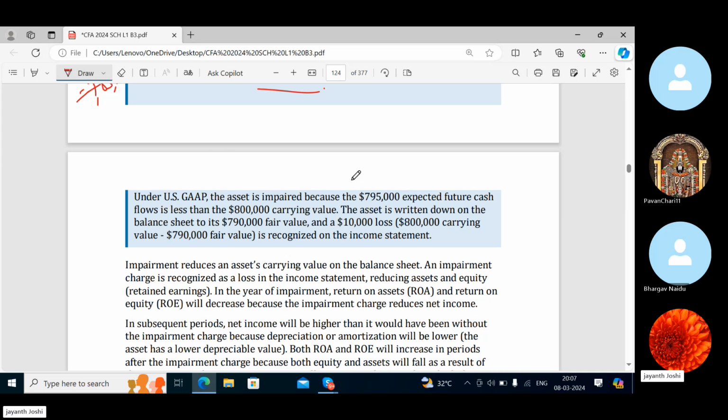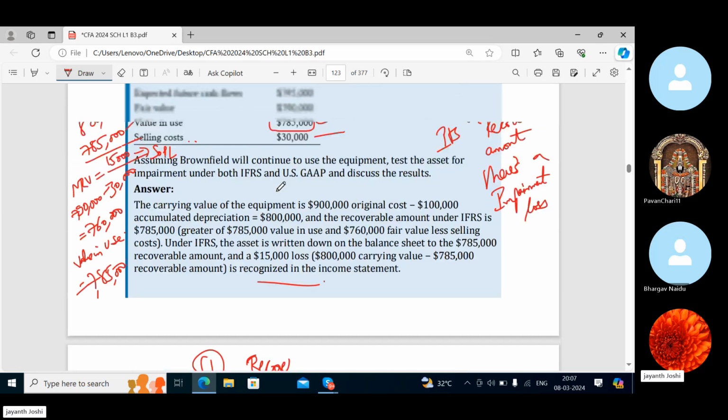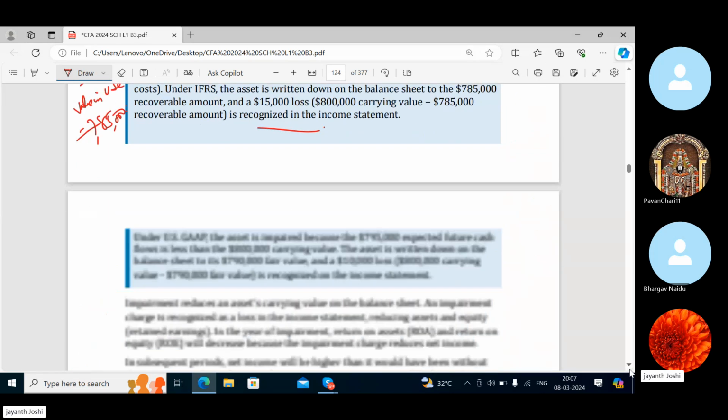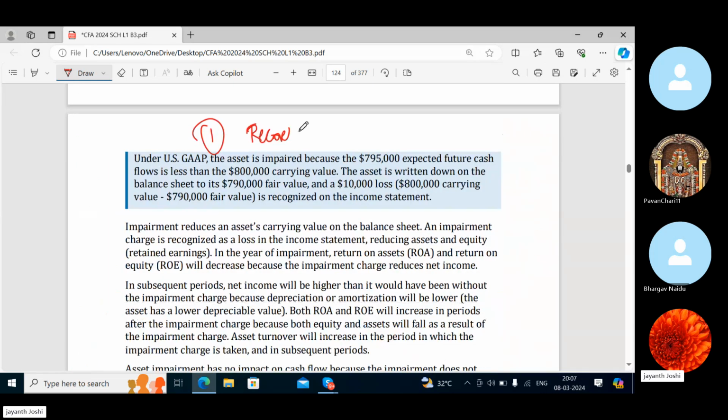So under US GAAP, the asset is impaired because first there should be a recoverability test. That's the reason why they have given you two values here. You must have seen that they have given you value in use and expected future cash flows. Expected future cash flows is relevant in the case of US GAAP. Henceforth, the amount will differ. This is the important change you need to remember.